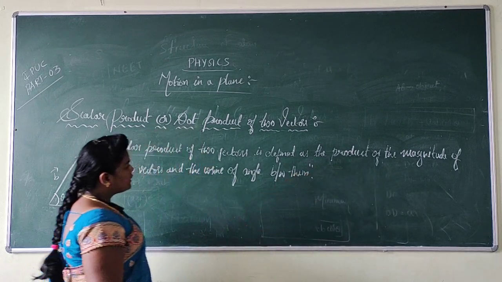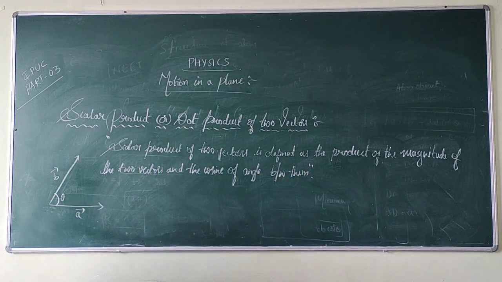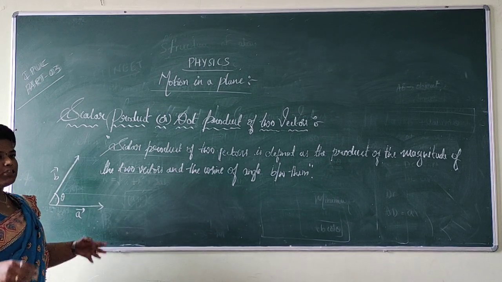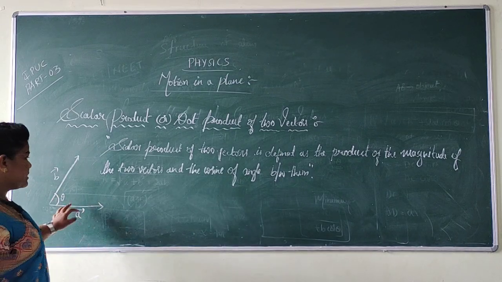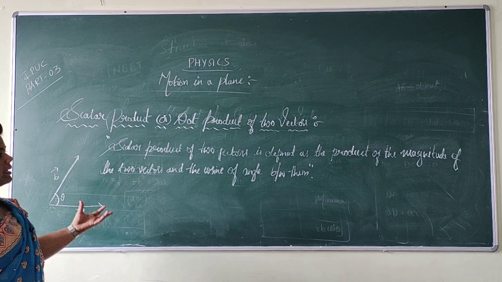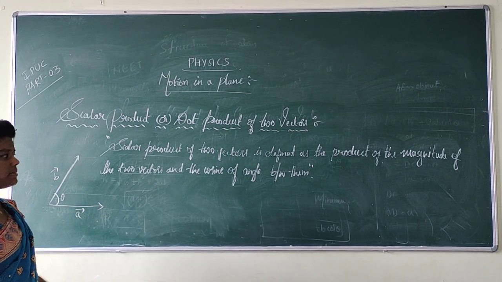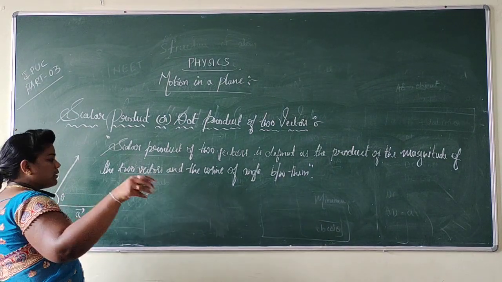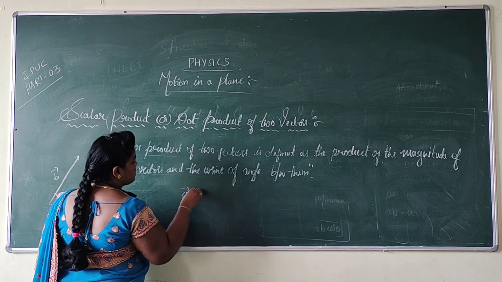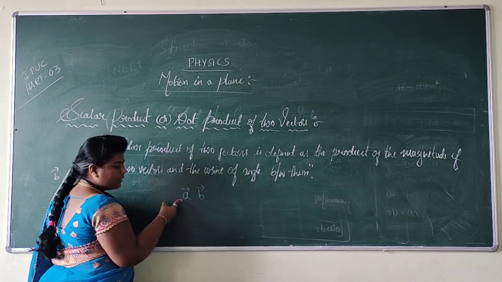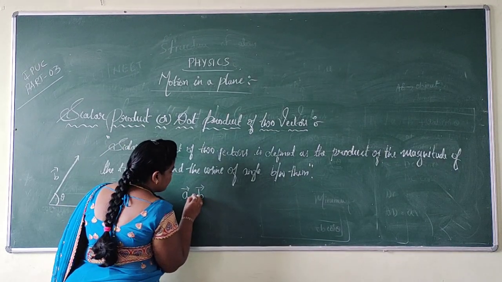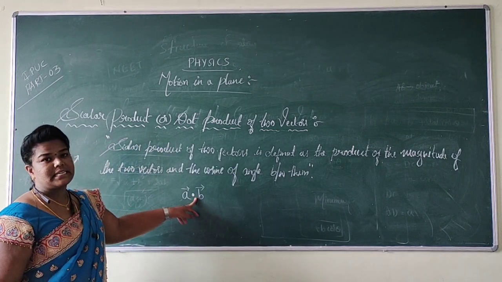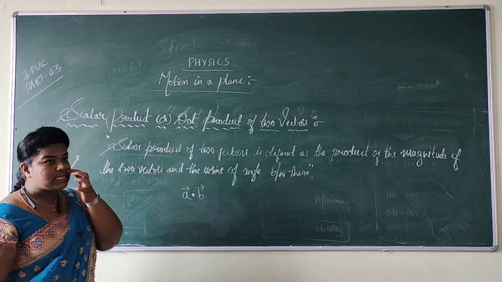Okay, good. So we have written the definition for the scalar product. Then how to write it mathematically? How to represent this? Dear students, please be careful. The scalar product of two vectors is represented in this way: A is a vector, B is a vector, and in between, if we are multiplying, you should put a dot here. If the dot is present, it indicates that it is a scalar product. That is why we call it a dot product.